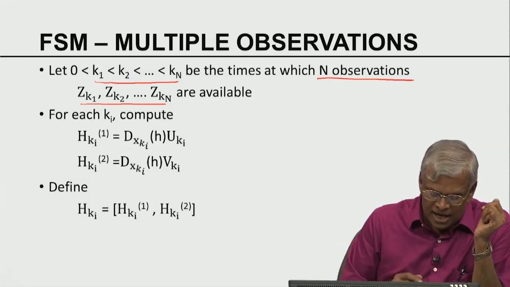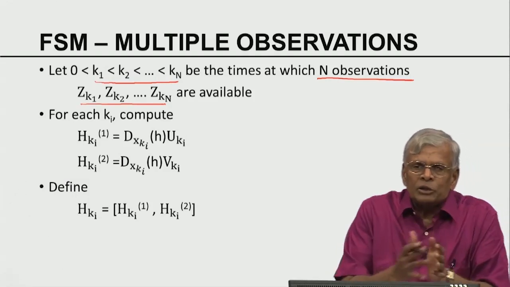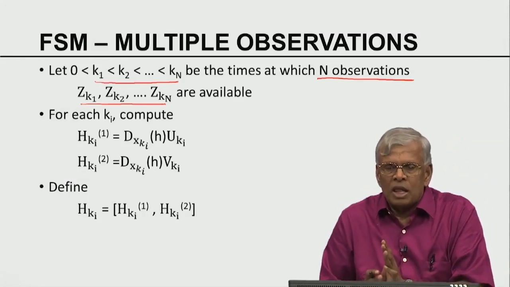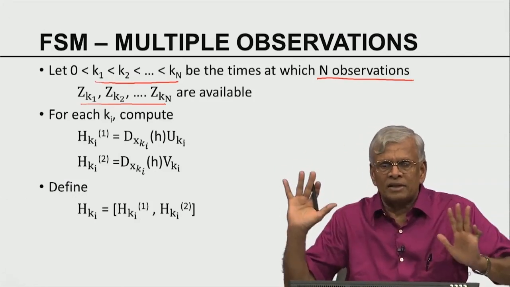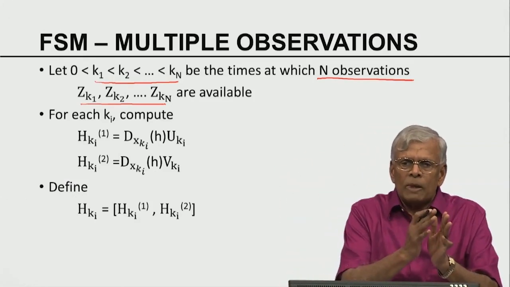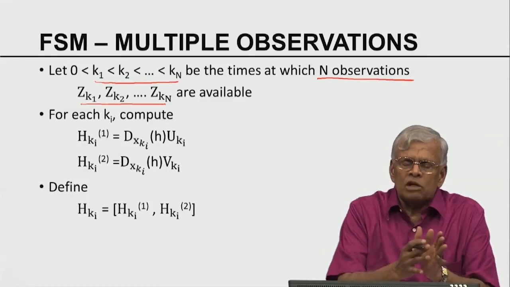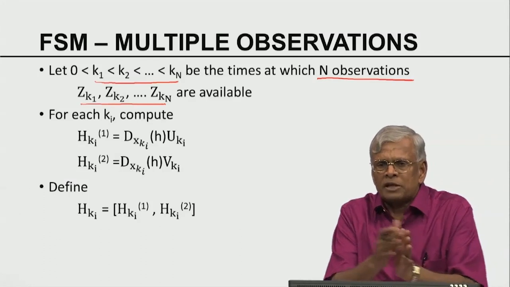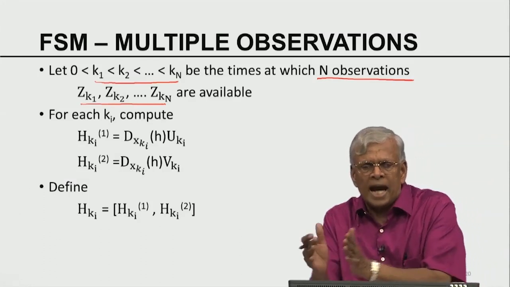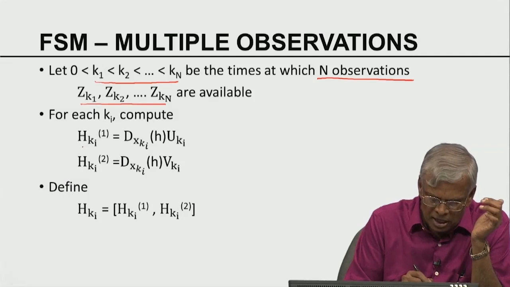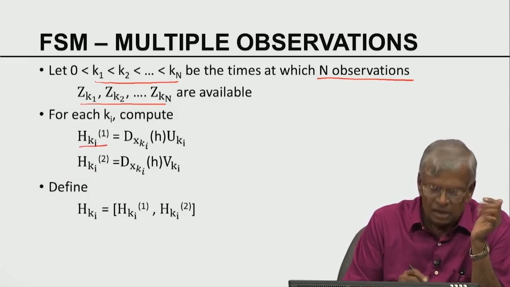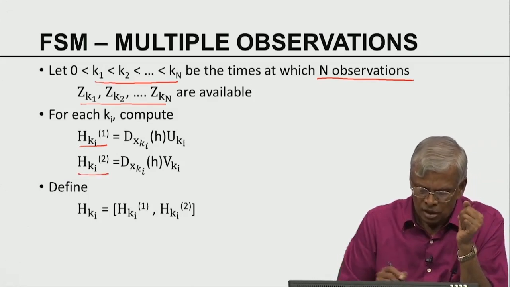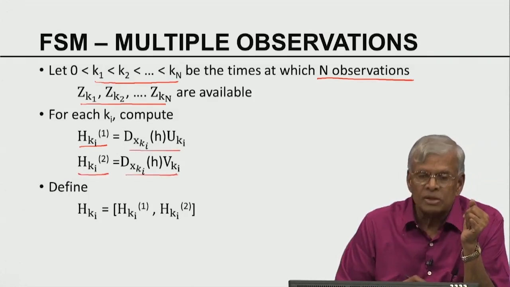For each k_i, now I simply need to repeat what I did for one observation to each of these observations and then collate them all together. That is all the idea. There is nothing more. Because each observation is going to give me information about the increment. So, I have to repeat as many times as I had. So, I need to be able to compute h_ki1. Earlier I had h_k1, here I have h_ki1, h_ki2, which is given by this.